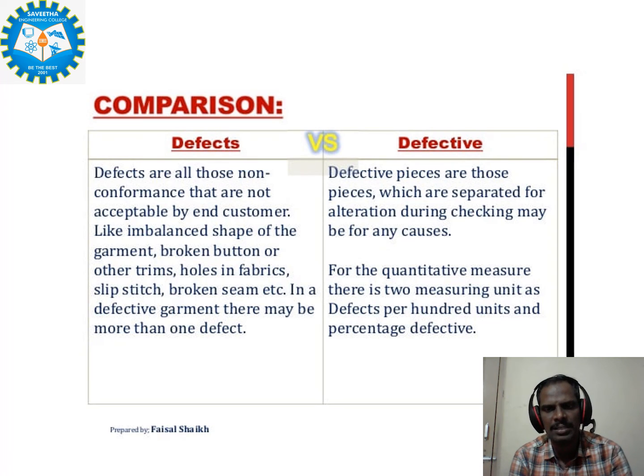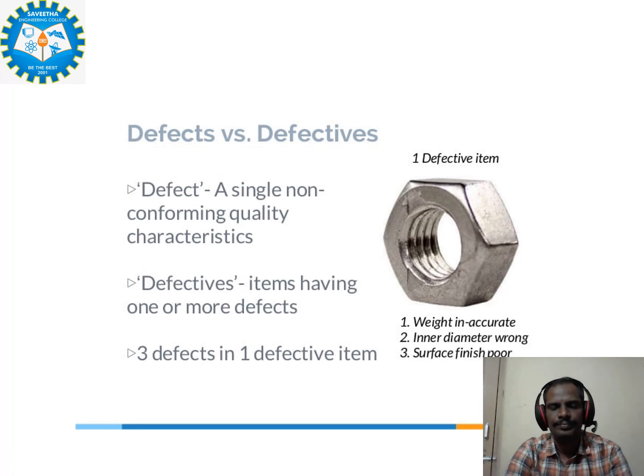Whereas a defective piece is one where, in the center portion or in between the product, some small issues happen. So that can be altered during checking, and it will be corrected in the intervals.